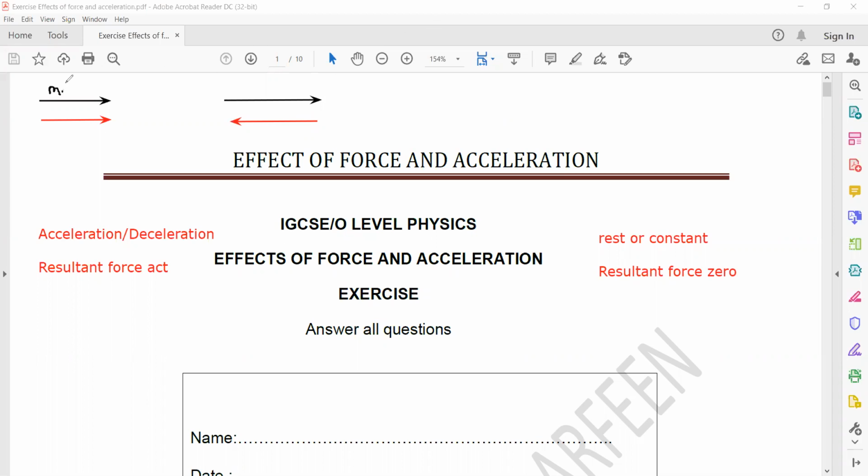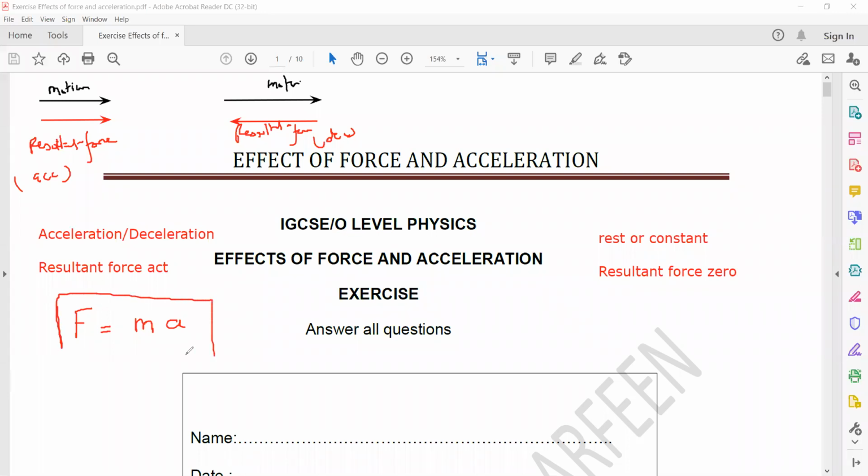So the black arrow represents the direction of the motion, and the red arrow represents the resultant force. When the resultant force and the direction of motion are the same, the object will accelerate. If the resultant force is opposite to the direction of the motion, the object will decelerate. And recall the formula relating force, mass and acceleration: F equals ma. Force is equal to mass multiplied by acceleration.